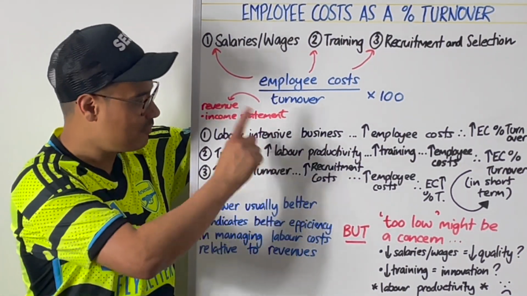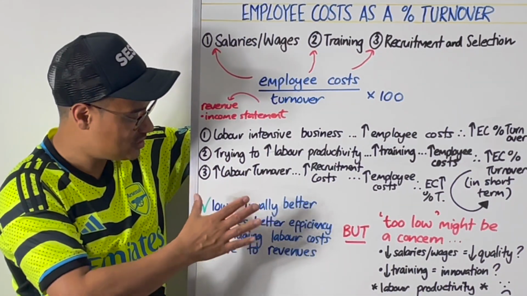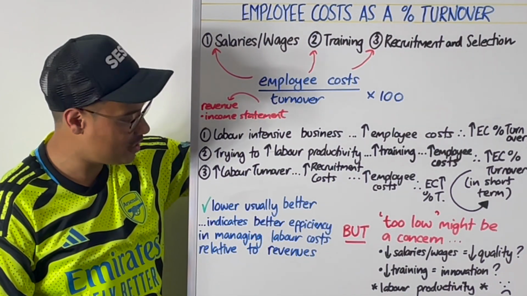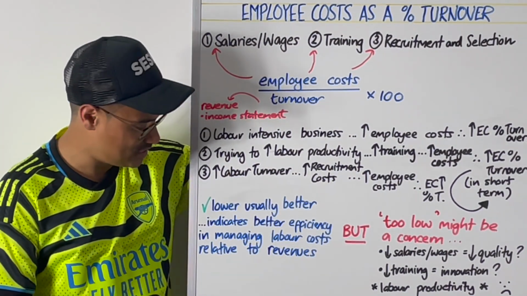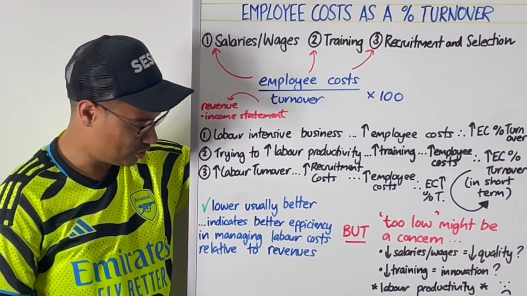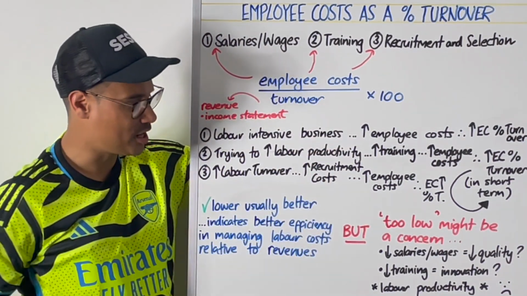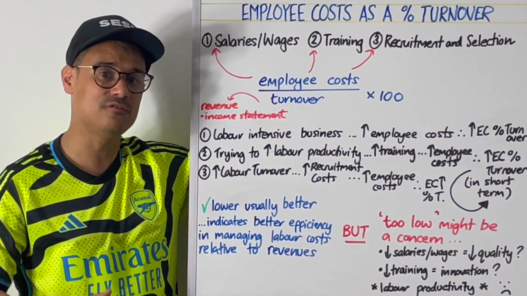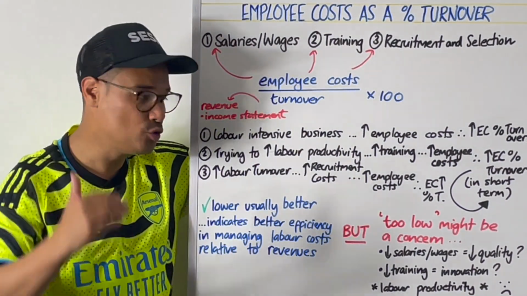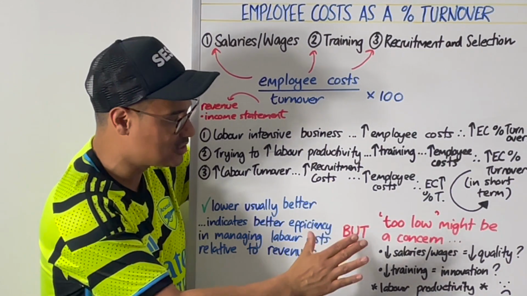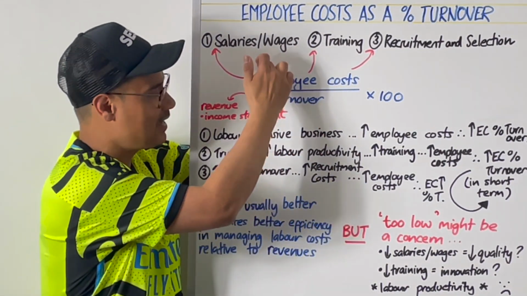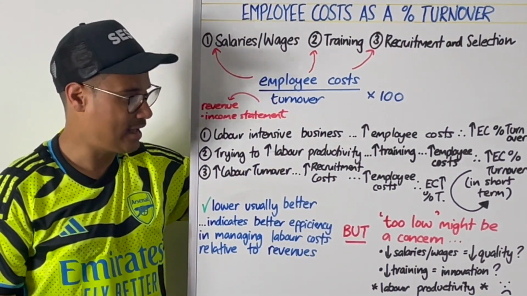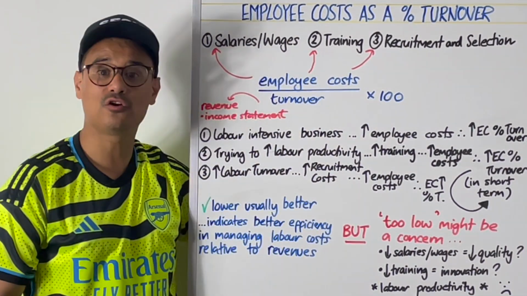Now, other things to think about with this is, well, generally, yes, you're likely to want to have a lower employee cost as a percentage of turnover. That indicates better efficiency in your business in managing your labour costs compared to your revenues or your turnover. But you might want to question if the employee cost as a percentage of turnover number is too low, because if it's too low, it might be a concern. It might suggest that you're paying very low salaries and wages, maybe below the industry average. And that could be an issue for you for quality.